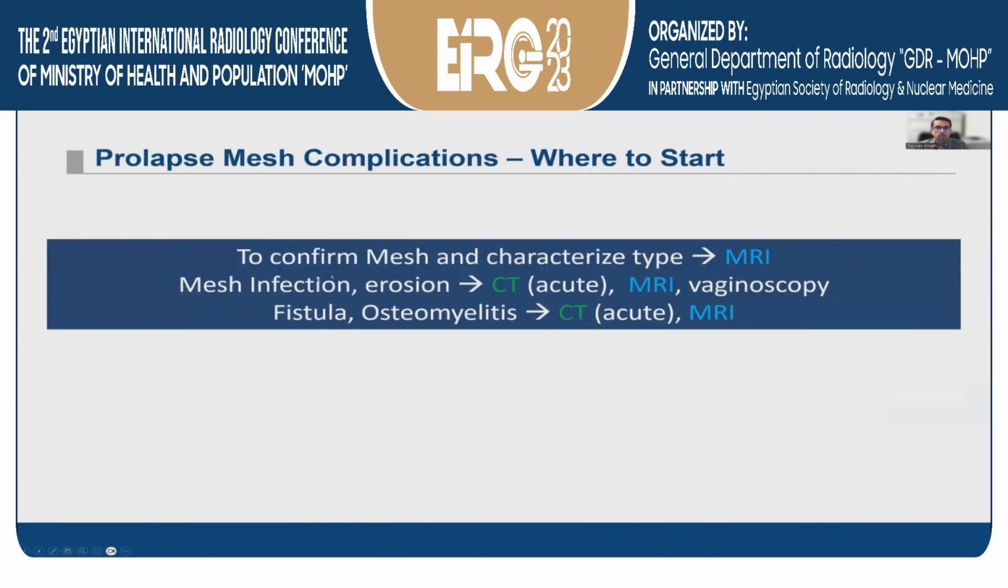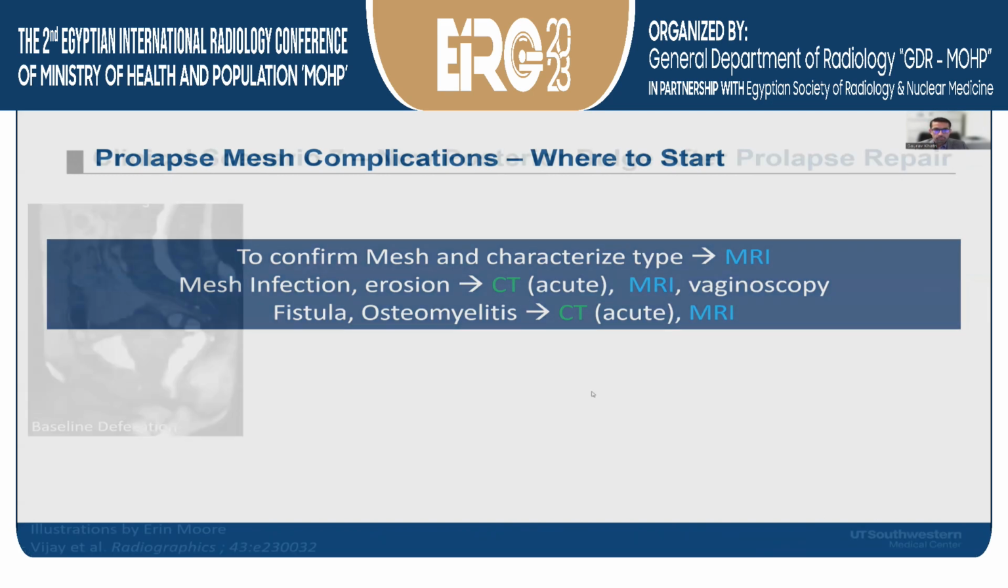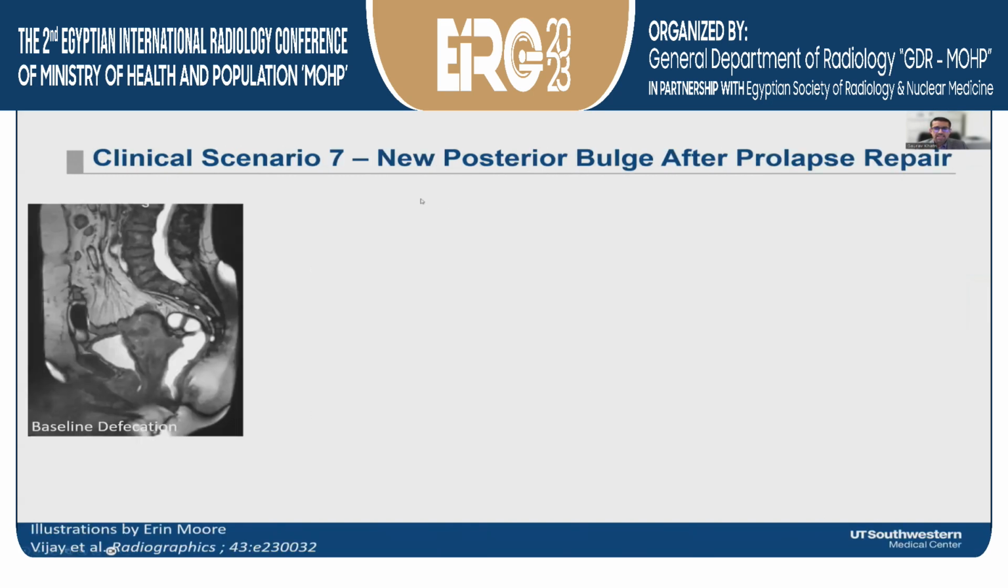So for prolapse mesh complications, to confirm mesh and characterize the type, MRI is probably better than ultrasound. To look for mesh infection or erosion, again, if you're in the acute setting, you may get a CT scan. Later on, you may get an MRI. Vaginoscopy can certainly show the erosion into the vagina as well. Looking for fistulae or osteomyelitis, again, in the acute setting, you may start with CT, but then eventually you may need an MRI.